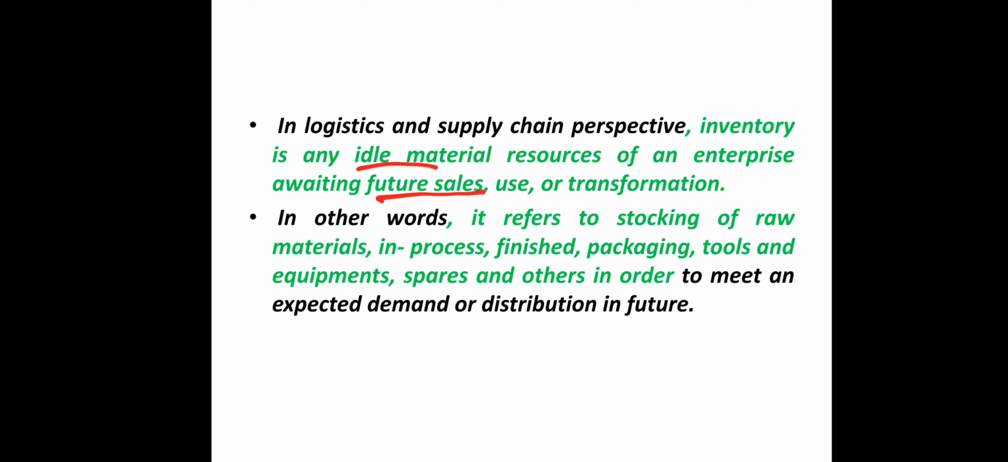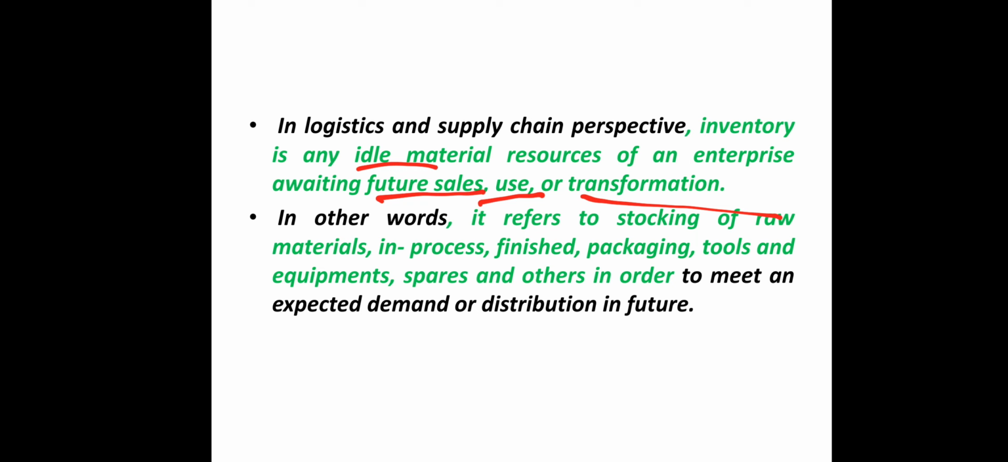Or if it is an inventory of raw materials, then what are they waiting for? They are waiting to use that material in the production process. So it is awaiting use. Or transformation: suppose the inventory is of semi-finished goods, then they are awaiting conversion into a final product. So this is the simple and correct meaning of inventory: inventory is any idle material resources of an enterprise, any material that is awaiting future sales, future use, or transformation.